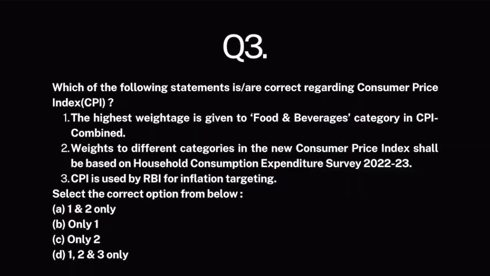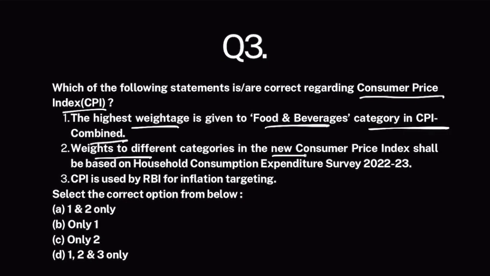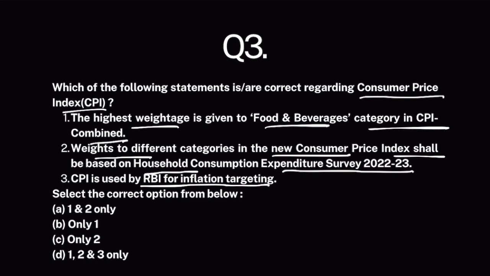Question number 3. Which of the following statements are correct regarding the consumer price index? The highest weightage is given to the food and beverages category in CPI combined. Weights to different categories in the new consumer price index shall be based on the household consumption expenditure survey 2022-23. CPI is used by RBI for inflation targeting. Well, this question doesn't require that much explanation. All 3 statements are correct basically.